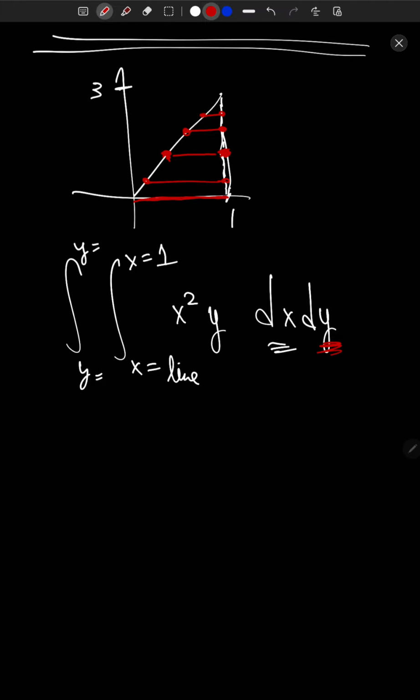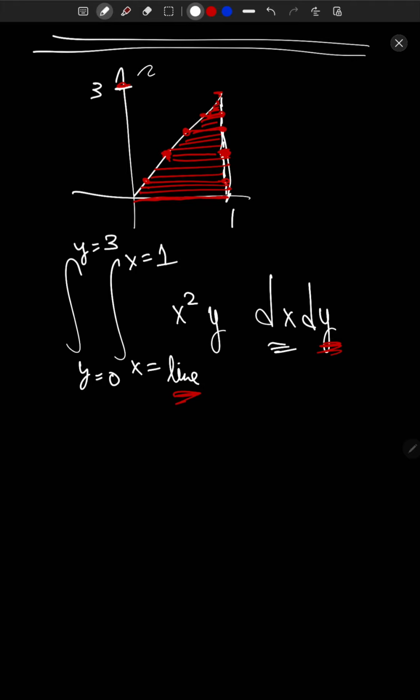And in order to fill it all up, we go y equals a little bigger, all the way up until we get all the way up to y equals 3. So that means that the y limits of integration are going to be 0 to 3.